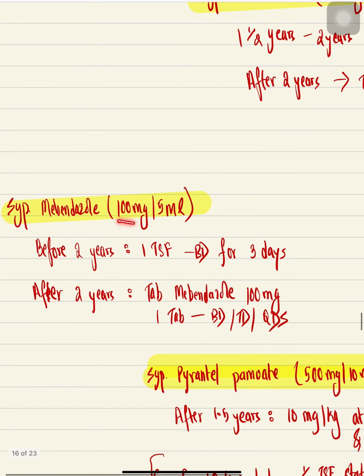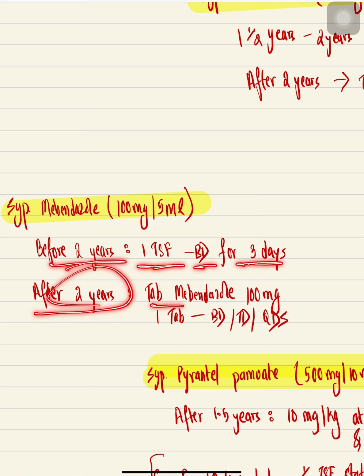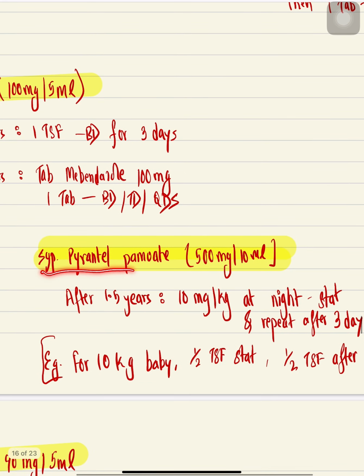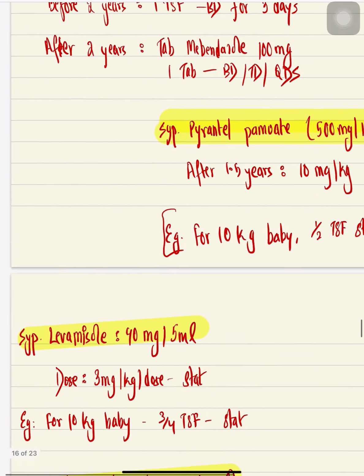Syrup mebendazole 100 mg over 5 ml. Before 2 years, 1 TSF BD for 3 days. After 2 years, tab mebendazole 100 mg, 1 tab BD, TDS or QDS. Syrup pyrantel pamoate 500 mg over 10 ml. After 1.5 years, 10 mg over 1 kg at night stat, and repeat after 3 days. For a 10 kg baby, half TSF stat, half TSF after 3 days.